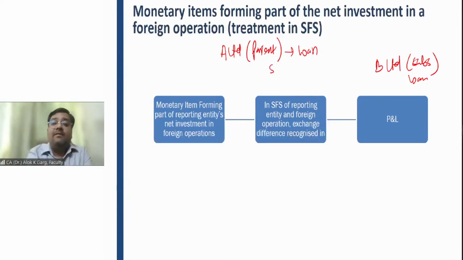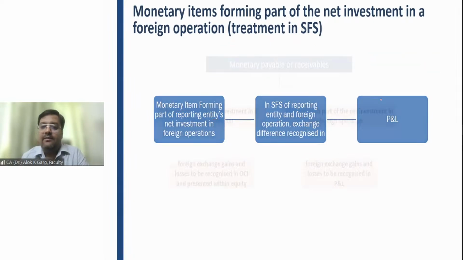So what happens in the books of standalone financial statement of parent and subsidiary? This will become the monetary item, loan given, loan taken, right? Forming part of entity's net investment in foreign operation. And in standalone financial statement of reporting entity and foreign operation, whatever is the exchange difference, it has to be recognized in the P&L. Is that clear? It has to be recognized in the P&L.